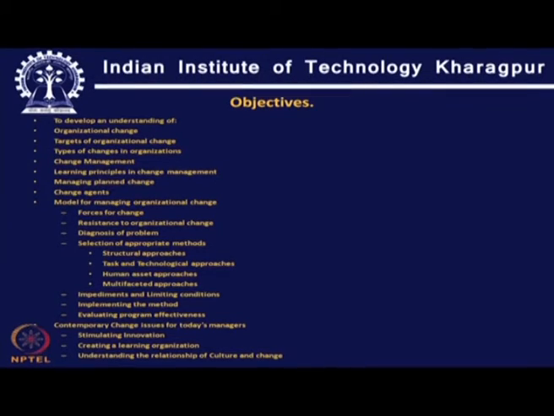We will also learn about the impediments and limiting conditions of change, how to implement the method of change and evaluate the program effectiveness. We will also try to visit some of the contemporary change issues for today's managers, like stimulating innovation, creating a learning organization and understanding the relationship of culture and change.